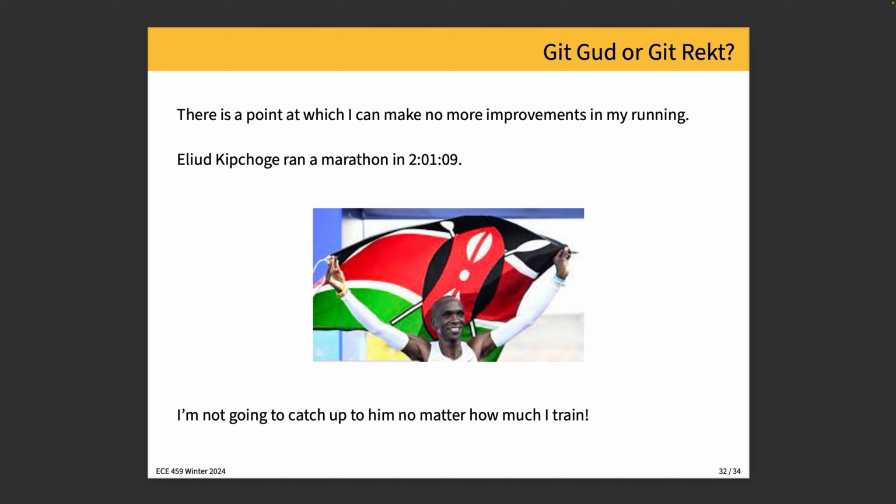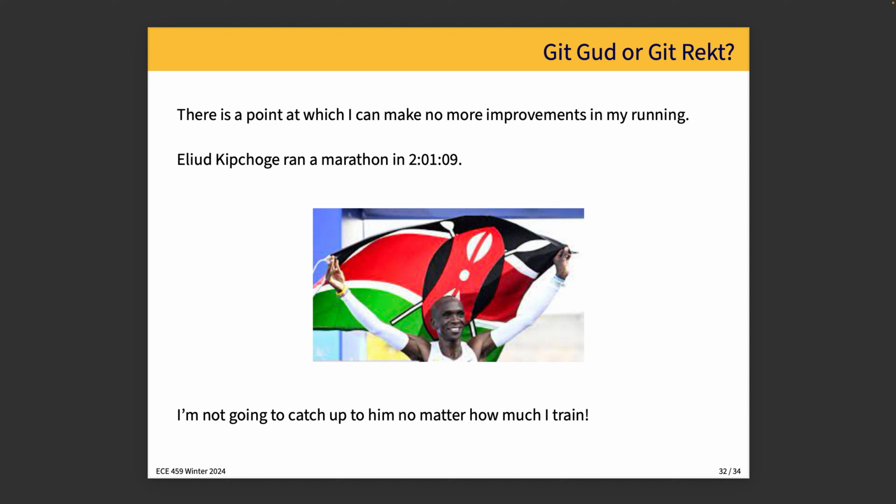This person is a world record holder. They clearly are the best in the world, at least at the present moment, at being able to run, and I'm not going to catch up to him, right? I'm just not. No matter how much I train, I'm not getting selected for the Canadian Olympic team, at least not in distance running. And the same is true for our program, right?